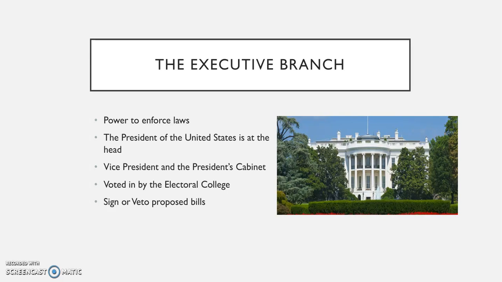The President is elected every 4 years through the Electoral College system, which will be further discussed in the next class. The President has the power to sign or veto proposed bills. If he or she signs the bill, then the bill becomes a law. If the bill is vetoed, it is sent back to the legislative branch, where it is either amended and rewritten or killed altogether. If a bill is killed, it is no longer in discussion in the legislative branch.